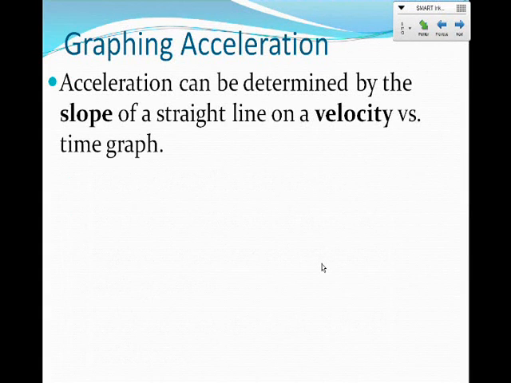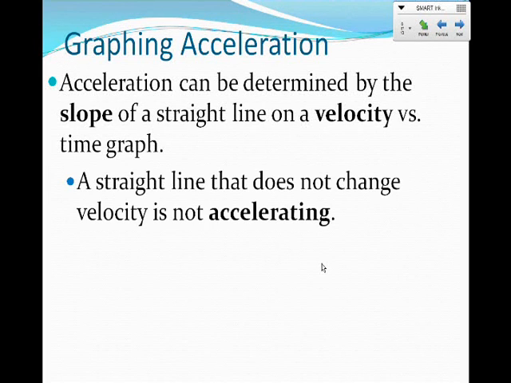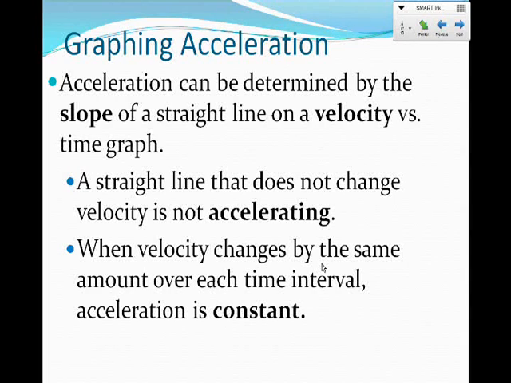Now, acceleration can be determined by the slope of a straight line, and that's what we were just talking about. A straight line that does not change means that velocity is not accelerating. So if you've got a straight line on your velocity versus time graph, that means it's not accelerating. However, when velocity changes by the same amount over each time interval, acceleration is constant. So if you have a straight line on a velocity versus time graph, even if it's going up or down, as long as it's straight, that means the acceleration is at a constant rate. If the line is curved, then the acceleration was not constant. It was higher and lower at different times.